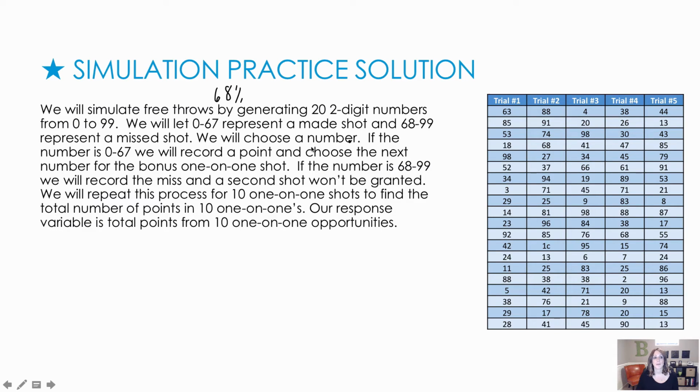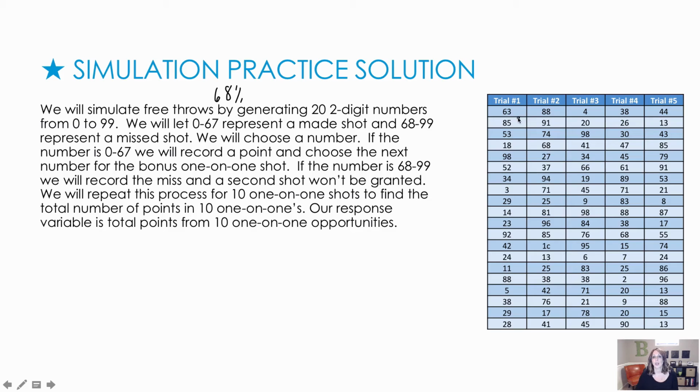We will choose a number. If the number is 0 to 67, we will record a point and choose the next number for the bonus 1-and-1. So that's the extra shot that they get for making. If the number is 68 to 99, we will record the miss and a second shot won't be granted. We'll repeat the process for 10 1-and-1 shots, and we're going to basically run 5 trials. Okay, so our response variable is total points from 10 1-and-1 opportunities. Now, where did we get that? Because that was the question on the previous page: how many points will he make?